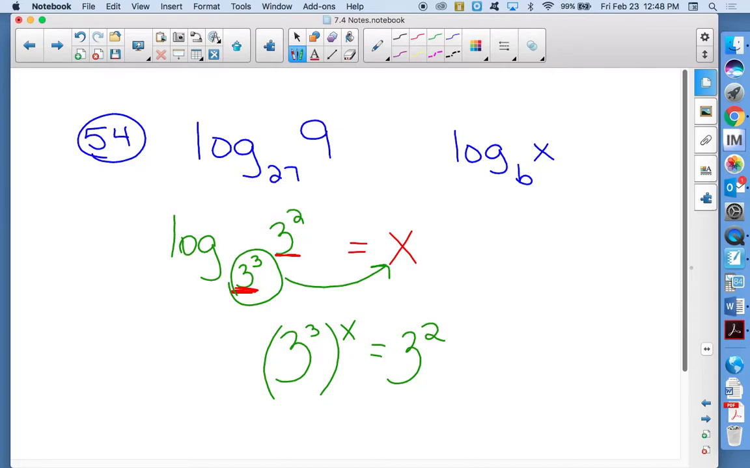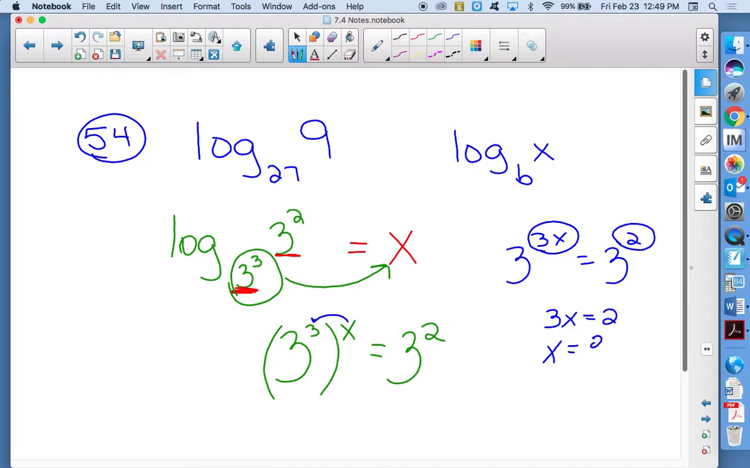What happens when you take x and 3? What does that become? 3x equals 3 squared. So if you look at your exponents and you solve that little equation for those exponents, what is x equal to? 2/3. Okay, so if you go back to this problem over here, where is the 2/3 at?